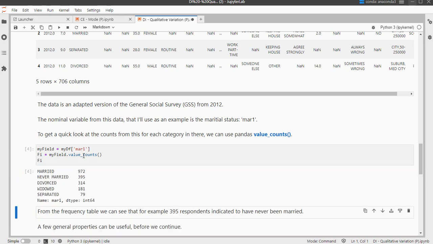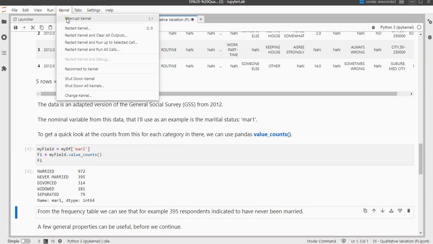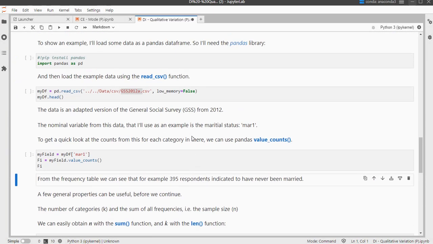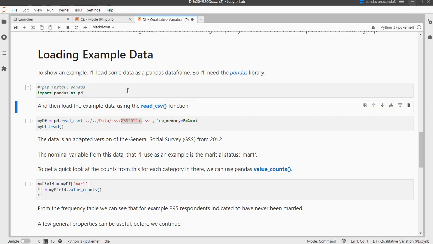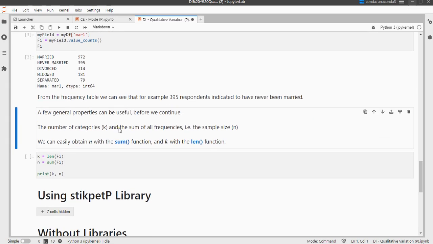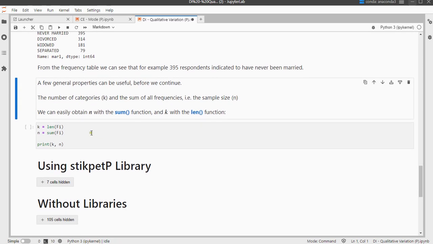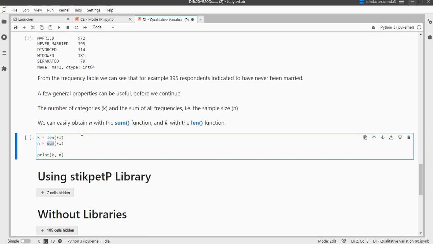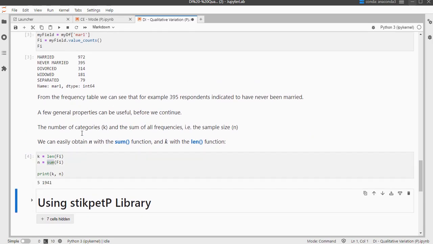And just to show you what that looks like, here are all the frequencies. Let me quickly restart and clear all the output so we don't see everything every time. And of course I then need to reload these, but that goes pretty fast. Alright, for some of these we'll probably need the number of categories, which can easily be done with the len function, and the total sample size, which is done with the sum function.